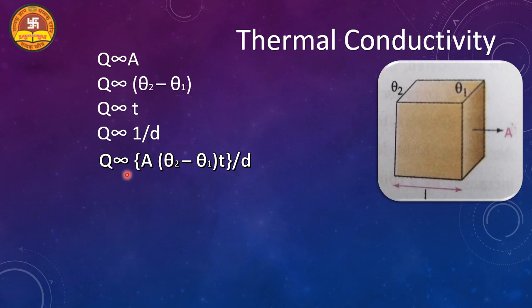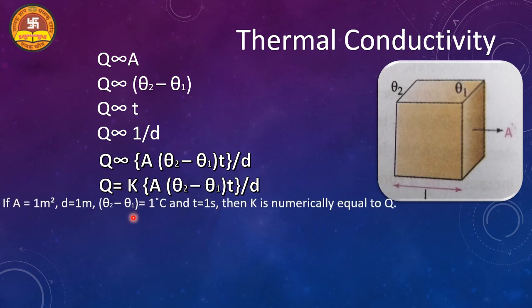Now we all know that in order to remove this proportional sign, and give it an equal sign, I have to put one constant. So here it is, Q equals K into A into theta 2 minus theta 1 into T divided by D, where K is the proportionality constant, and it is known as thermal conductivity. It depends on the material.